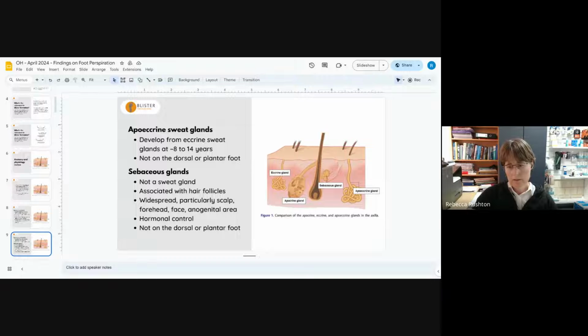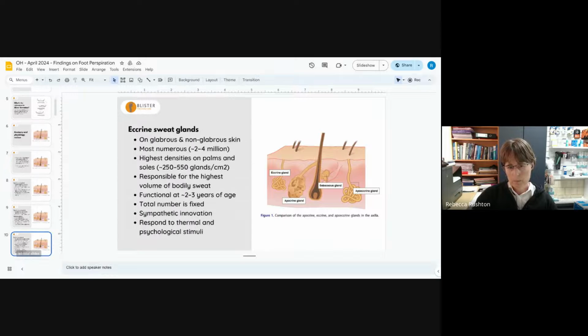Any talk about sweat generally involves a quick discussion of sebaceous glands. They're not a sweat gland, but they distribute matter onto the surface of the skin. So if you're looking at sweat on the skin, you're also looking at sebum. But the one that we're worried about in terms of feet is the eccrine sweat glands. Eccrine sweat glands are on glabrous, which is non-hairy skin, i.e. the plantar surface, and also on non-glabrous skin, that is hairy skin, like the dorsum of the foot.